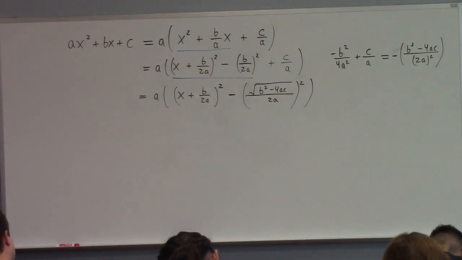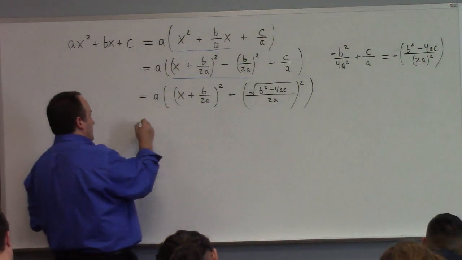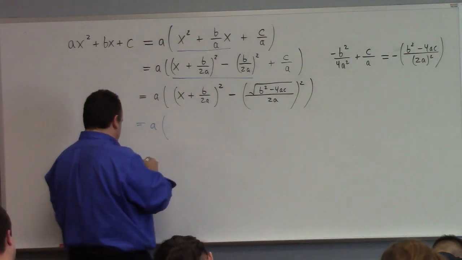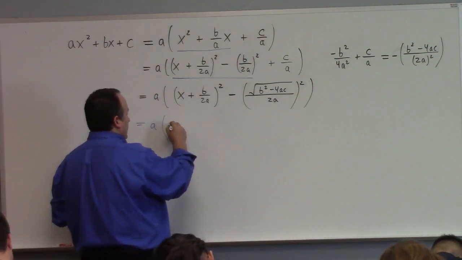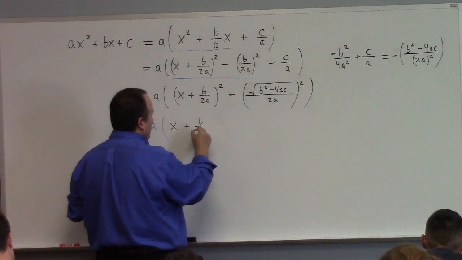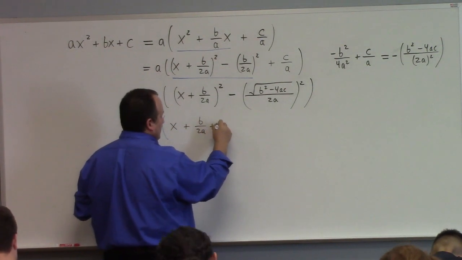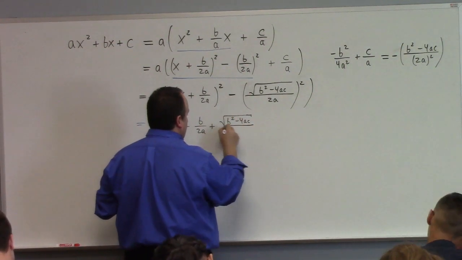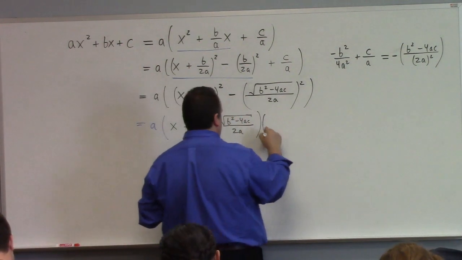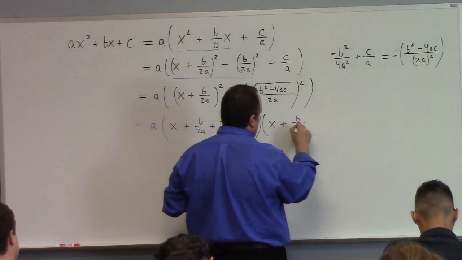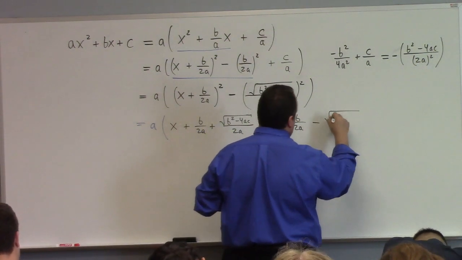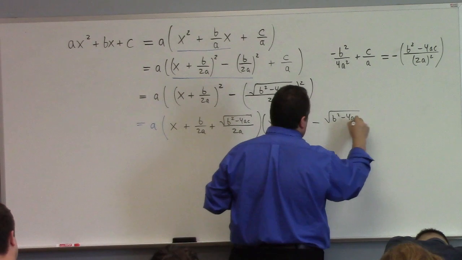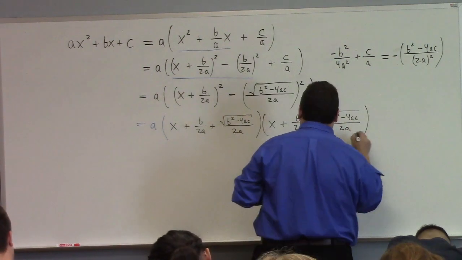And then the difference of squares does what? So we've got a times what? Times x plus b over 2a plus the square root of b squared minus 4ac divided by 2a, parentheses, x plus b over 2a minus the square root of b squared minus 4ac over 2a, close parentheses.